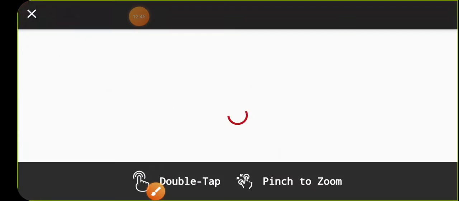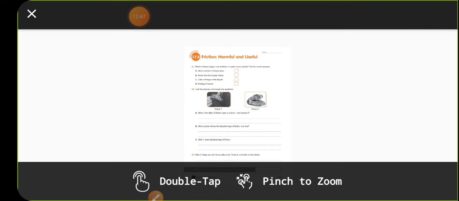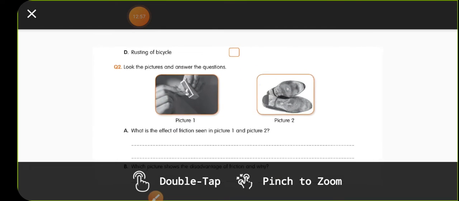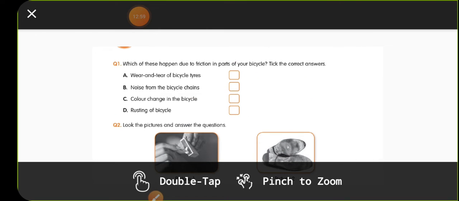So now let us open the worksheet part, children. In this worksheet part, see page number 14 of this workbook. Now they are asking which of these happen due to friction in parts of your bicycle. You have to tick the correct answer. The first one is: due to friction, wear and tear of bicycle tires will occur.